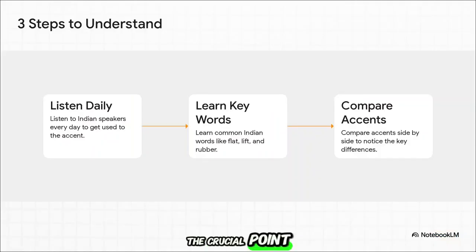So the crucial point is, this all gets easier with practice. Think of it like this. First, just listen. Put on movies, news, anything from the other region, and just let your ear get used to the flow. Second, make a little mental list of those key word swaps we talked about, lift, flat, and so on. And finally, when you're listening, really try to notice the sounds. Hear those hard T's, or catch where the stress falls in a word. It's all about listening with intention.